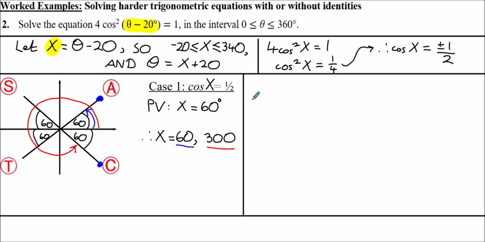However, we actually want this answer in terms of theta, don't we? So just remind yourself that theta is x plus 20. And so now what we need to do is just add 20 to each of these values of big X. So theta is either 80 degrees or 320. So those are the two solutions for the possibility where cos of big X equals 1/2.